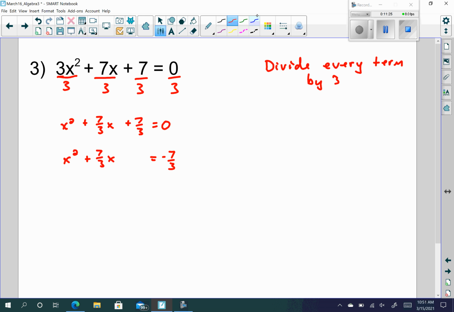So now we need to take half of 7/3. So let's do some work off to the side. Half of 7/3, multiply straight across, is 7/6. Now I want to square 7/6. I'm going to get 49/36. So it's not pretty, but this is what we're going to add to both sides. 49/36.